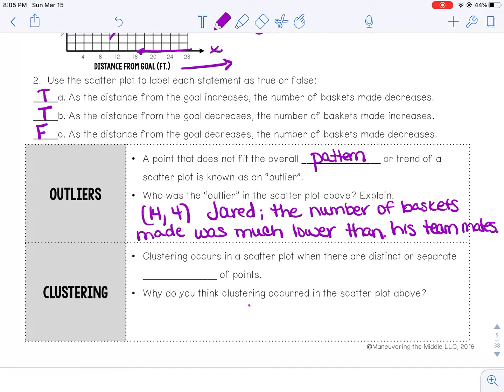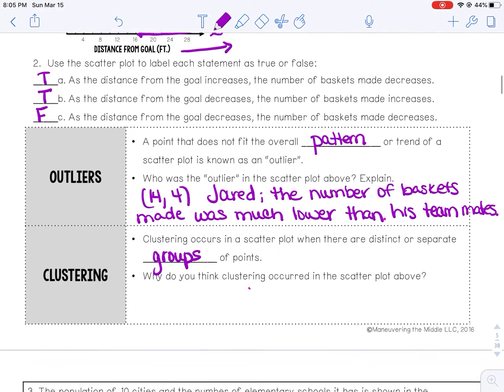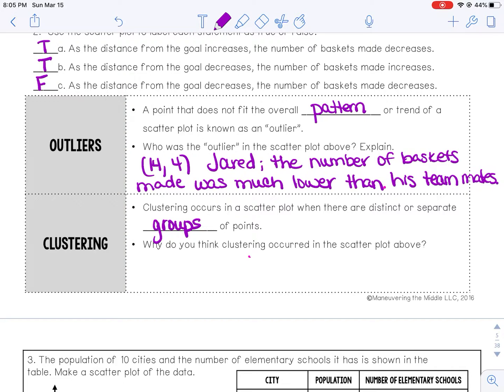We also have clustering that's happened in this graph. Clustering occurs in a scatter plot when distinct or separate groups of points form. So we have clustering over here. We have that cluster 1 and cluster 2, with a big gap in between. Why do you think the clustering occurred in the scatter plot below? It looks like group 1 players stood closer to the goal than group 2.